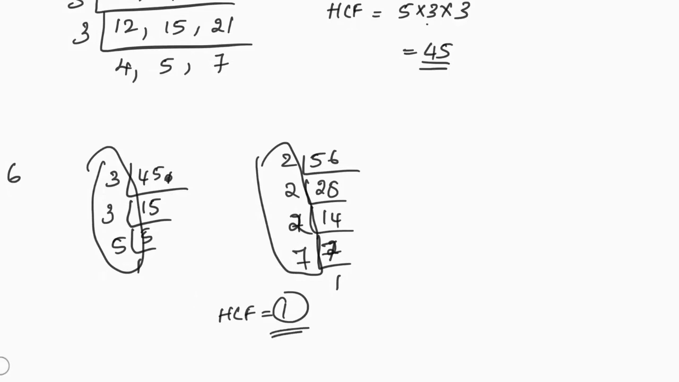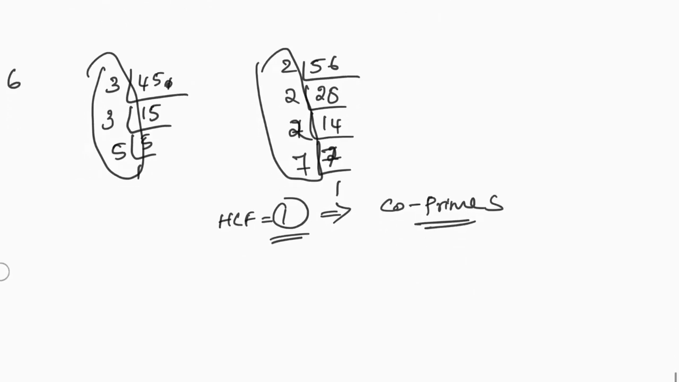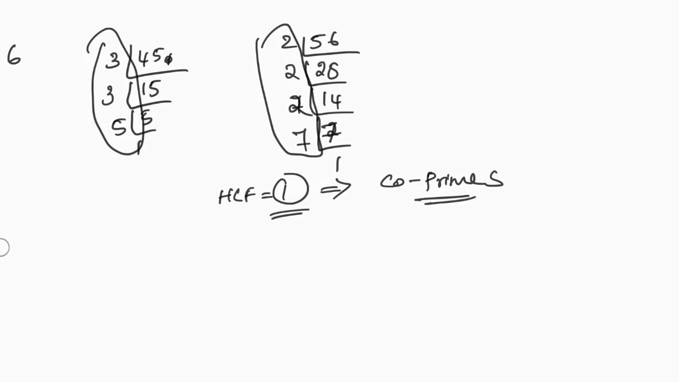If there is no common factor between them, HCF will be equal to 1. So if the HCF of two numbers is 1, you can tell they are coprimes. Okay. So hence it is proved.